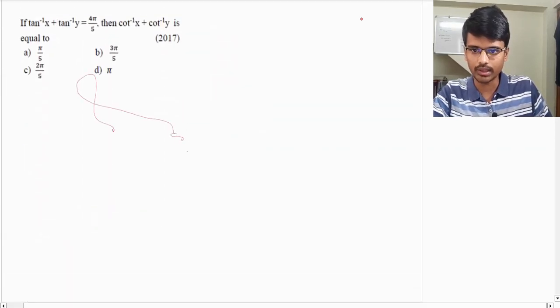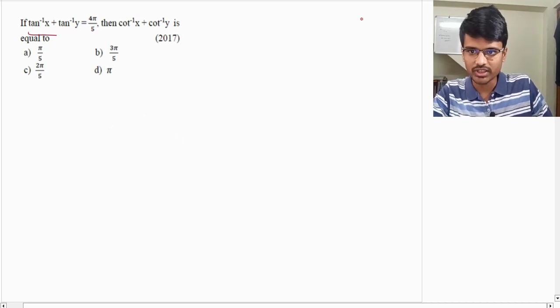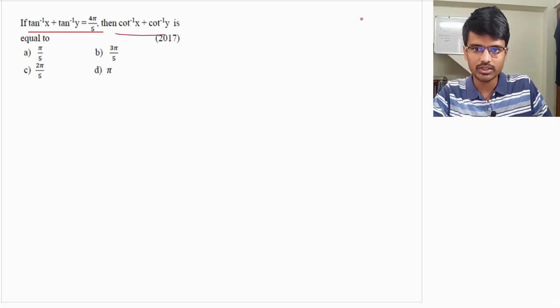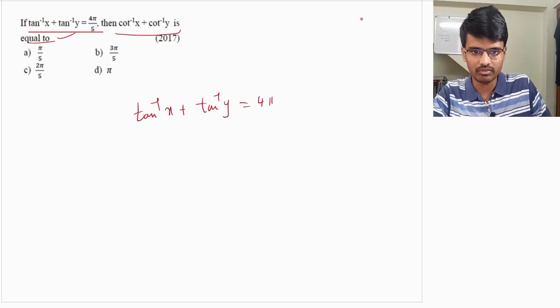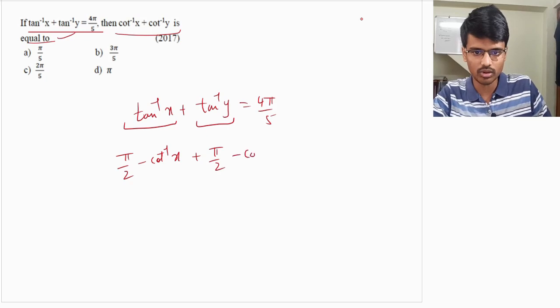Again, this is a good question. If tan inverse of x plus tan inverse of y equal to 4 pi by 5, then cot inverse of x plus cot inverse of y is equal to, okay, let me just write that down, tan inverse of x plus tan inverse of y equal to 4 pi by 5. I can write tan inverse of x as pi by 2 minus cot inverse of x using the standard result. Agree? Similarly, tan inverse of y, I can write that as pi by 2 minus cot inverse of y. Right?